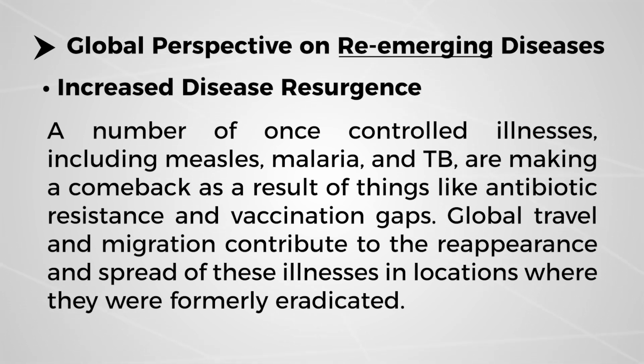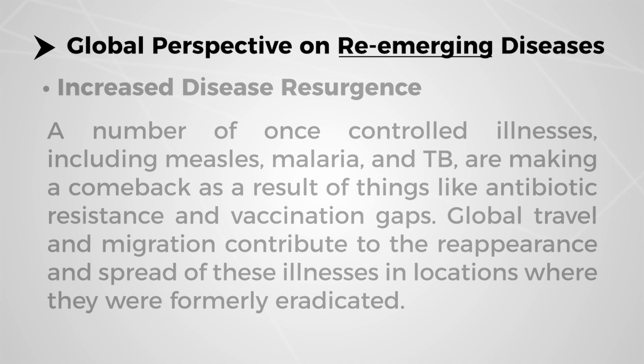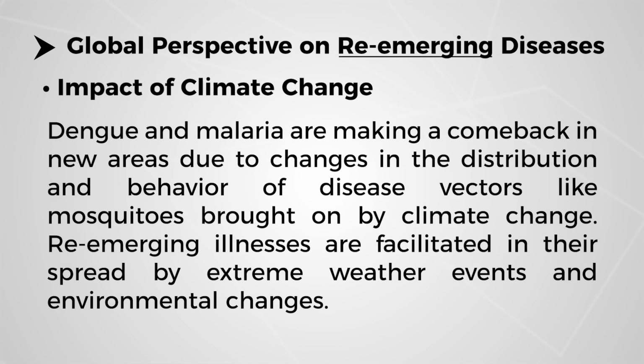So that is a global perspective of how the emergence of disease is coming. For example, global travel and migrations contributed to the reappearance and spread of this illness in locations where they were formerly eradicated. Similarly, with the impact of climate change, dengue and malaria are making a comeback in new areas due to changes in the distribution or behavior of disease vectors like mosquitoes, brought on by climate change. Climate change is a factor also, like dengue and malaria. So re-emerging illnesses are facilitated in their spread by extreme weather events and environmental changes.